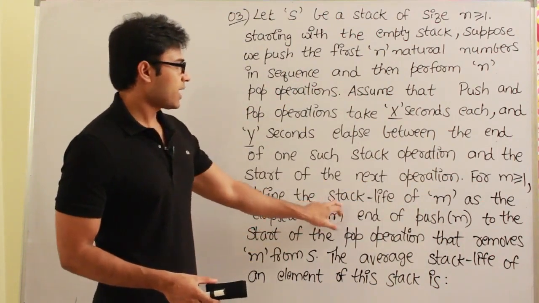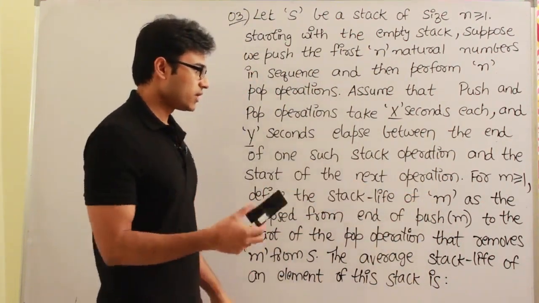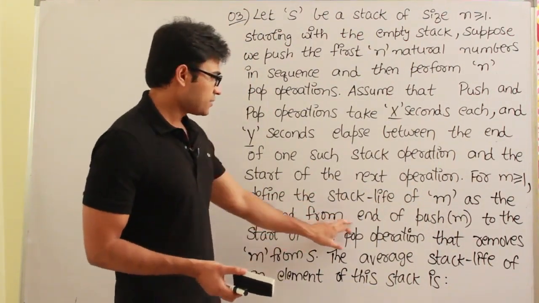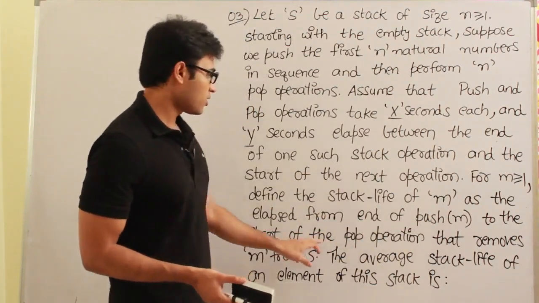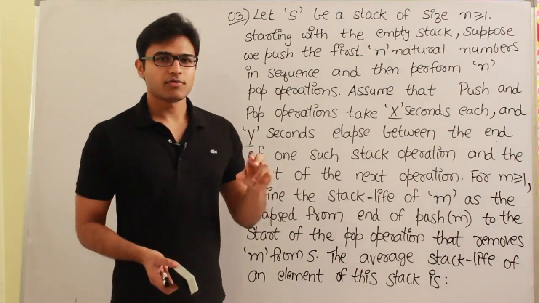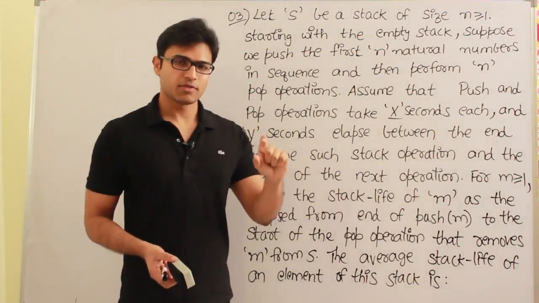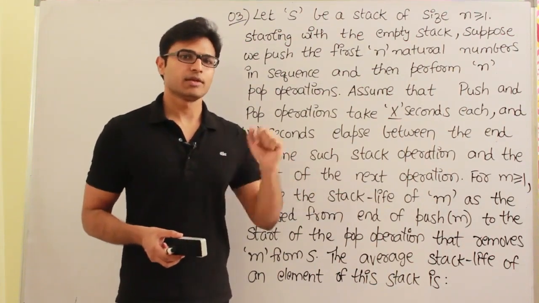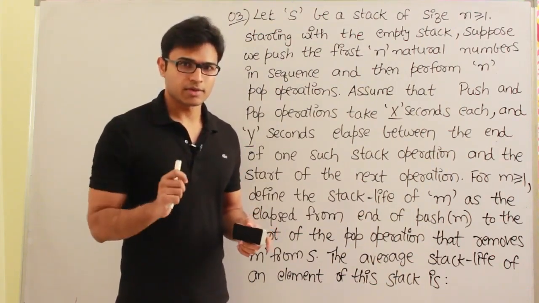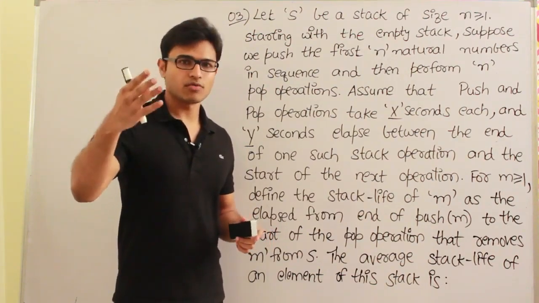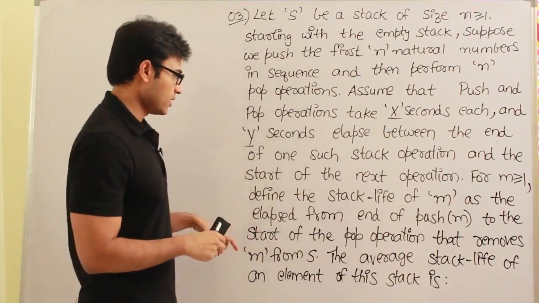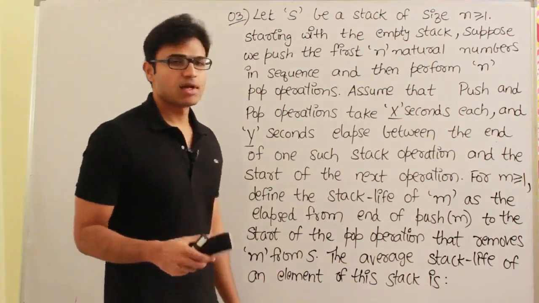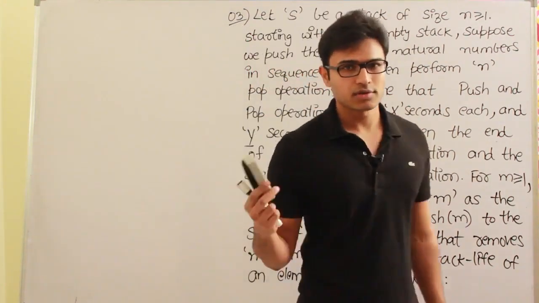Now for m greater than or equal to 1, define the stack lifetime of m, which means for every element there is something called lifetime. They are saying that lifetime is the time elapsed from the end of the push to the start of the pop operation, which means the lifetime of an element is the amount of time elapsed after pushing the element and before popping the element. So after pushing the element you start the timer and see when it is going to be popped off. That entire time is called the lifetime of an element, right? And now they are asking the average lifetime of an element of this stack, which means on average how much time is each element going to spend in the stack.